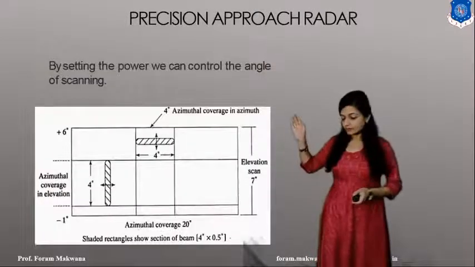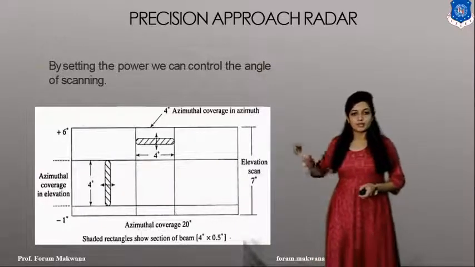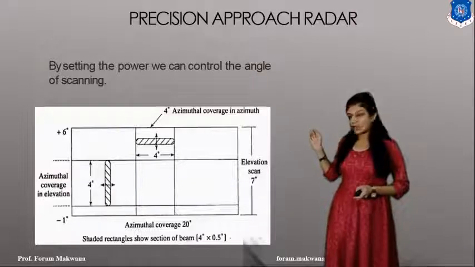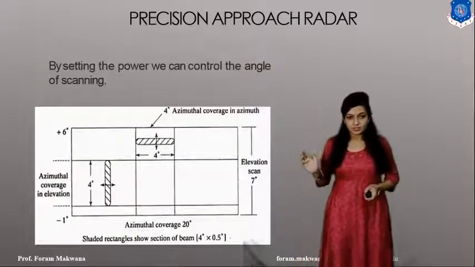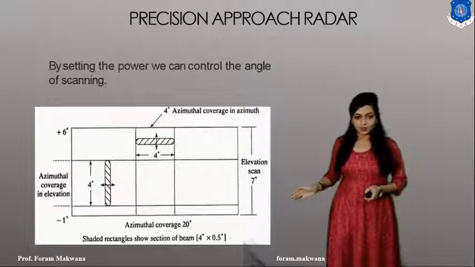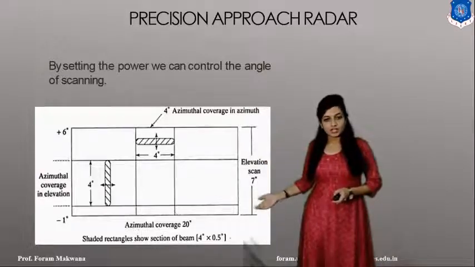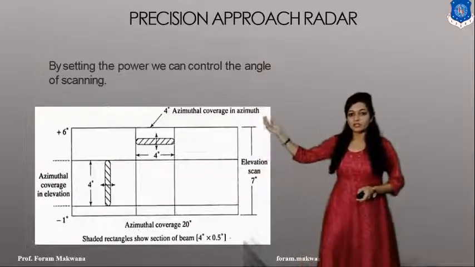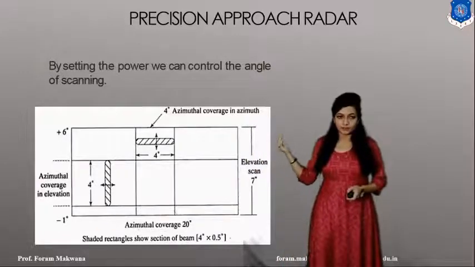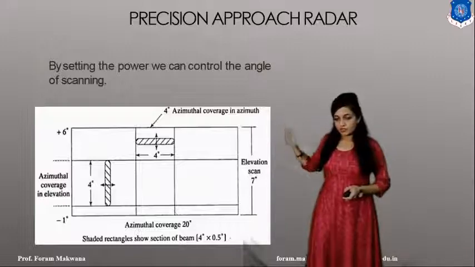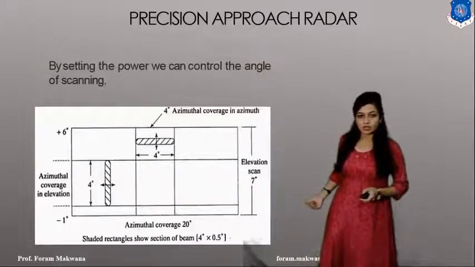Alright. The precision approach radar is going to be set. By setting the power, we can control the angle of scanning. Alright. See, in this diagram, over here, the azimuth coverage in elevation, and over here, the 4 degree means the azimuth coverage in the azimuth. Alright. So total elevation scan is 7 degree. Azimuth coverage is 20 degree. Alright.